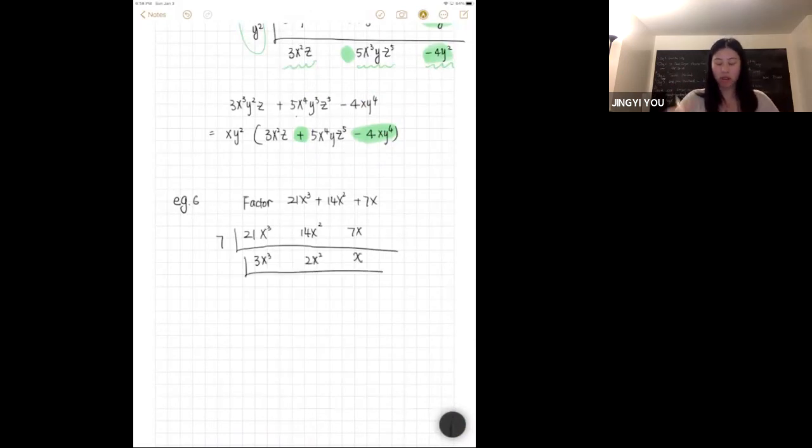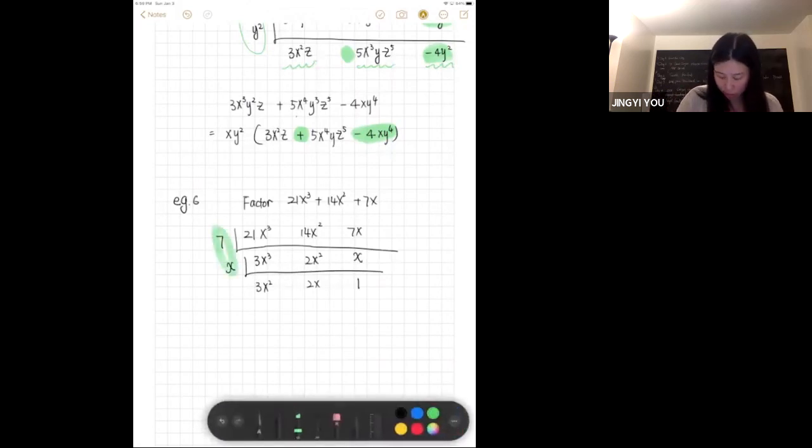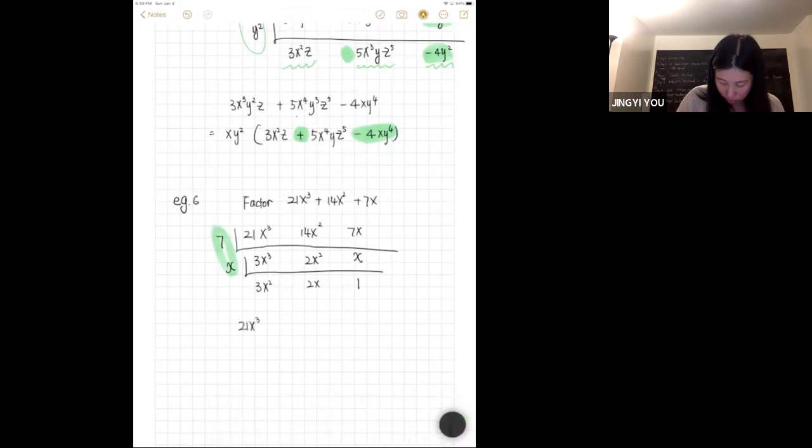And then the next part is I want to find the common factor of the variable x. They all have 1x. So 3x squared, 2x, and x divided by x is equal to 1. No matter which way you use, you will end up with the same answer, which is the common factor would be 7 times x, 7x. I factor out the 7x, I have 3x squared plus 2x plus 1.